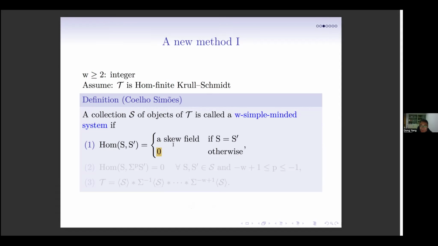So they are like simple modules. The second is vanishing of negative extensions. So in this interval from minus w plus 1 to minus 1, there are no extensions of degree in this interval. And the third condition is a generating condition. Here, this bracket means extension closure. So we take another copy, then another copy. So they are all together w copies, and they generate the whole category. So such a collection is called a w-simple-minded collection.